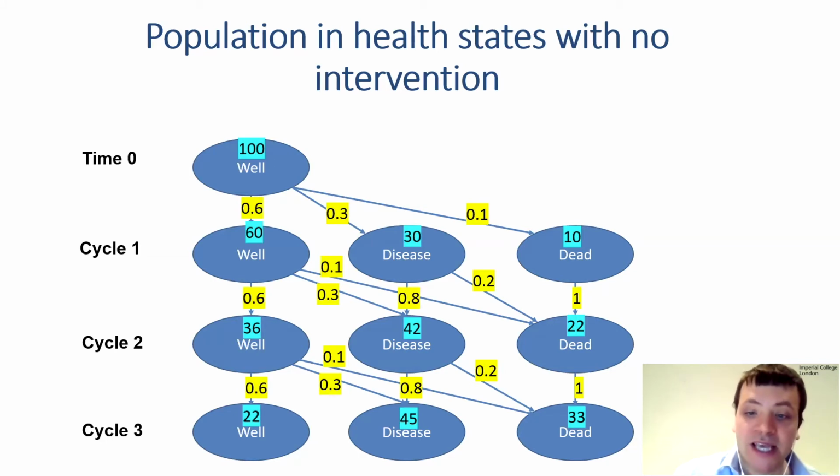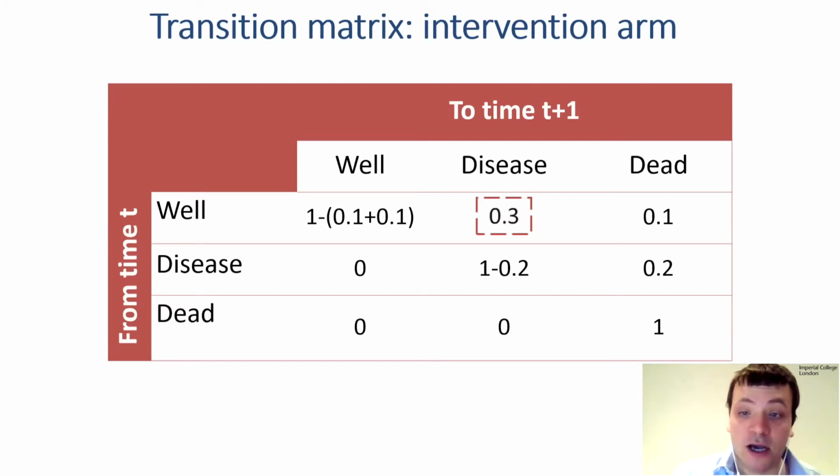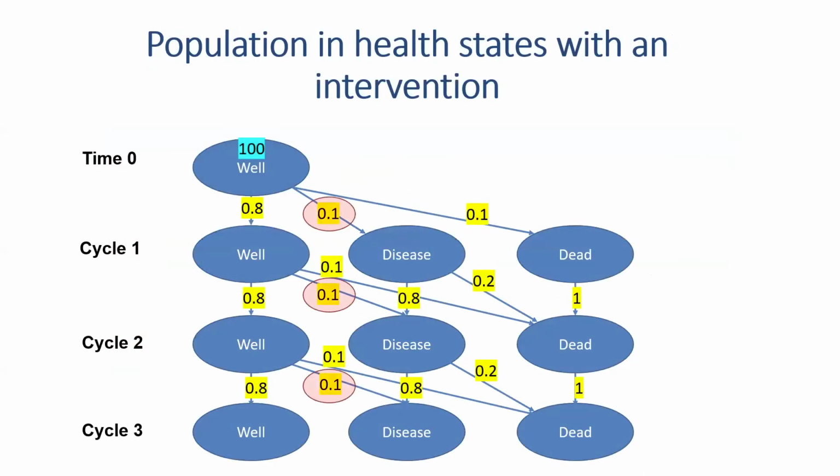The time spent in each health state for a single model cycle can be associated with a cost or a health outcome. And these costs and outcomes can be aggregated for the modeled cohort over the total number of cycles investigated. Now, if we were going to consider an intervention in this model, we would change the transition matrix for the intervention arm. So now we have a transition probability of going from the well state to the disease state of 0.1 instead of the 0.3 we had before. So this is modeling the effect of an intervention. And now if we were to rerun the model with this lower disease risk, we would see fewer people are moving into the disease state.